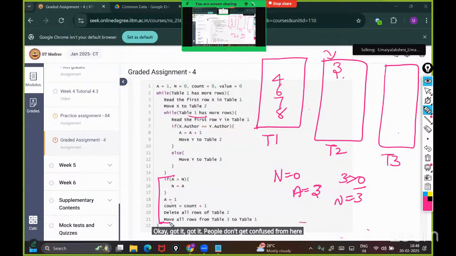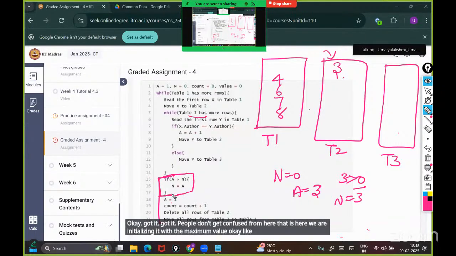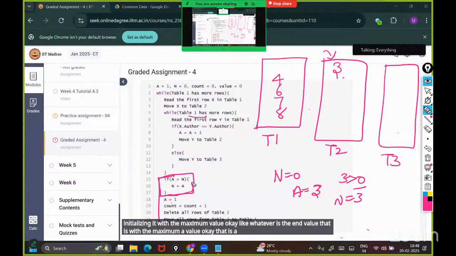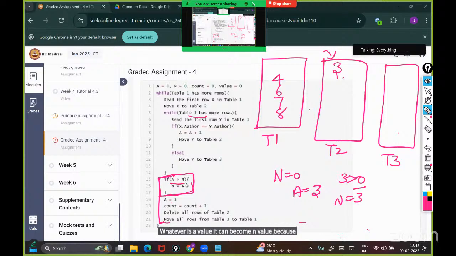Here we are initializing it with the maximum value. Whatever the n value is, that is with the maximum A value. Whatever A's value is, it can become the n value, because n is equal to A. No, no, no.